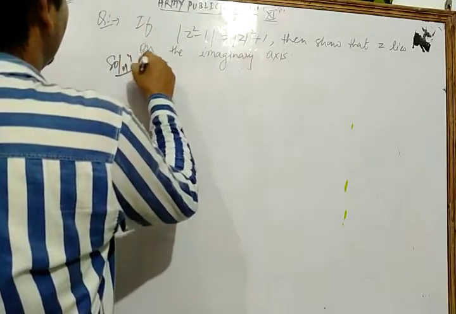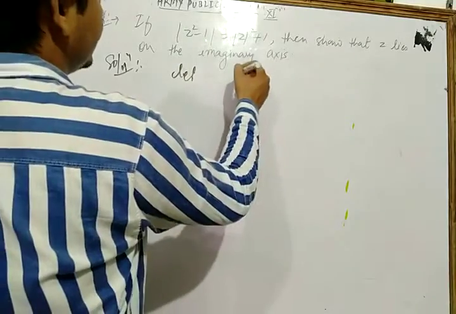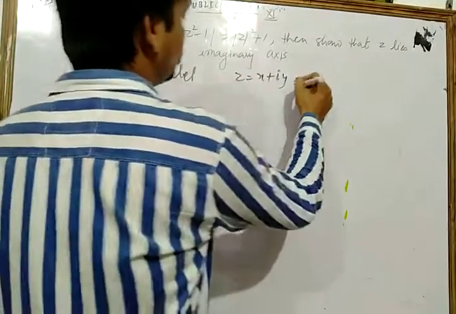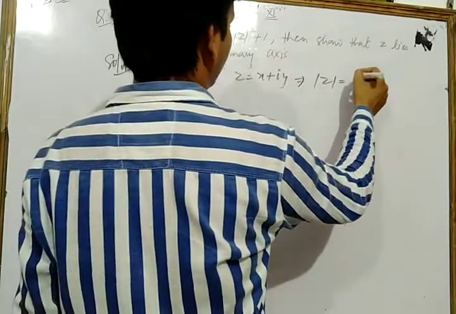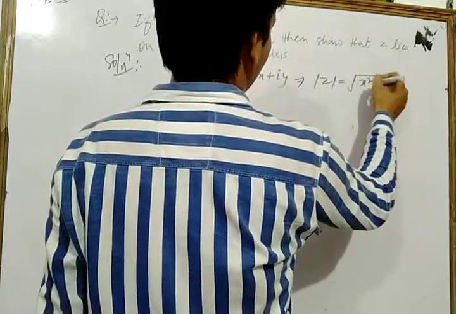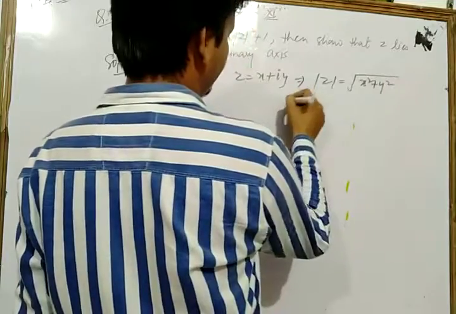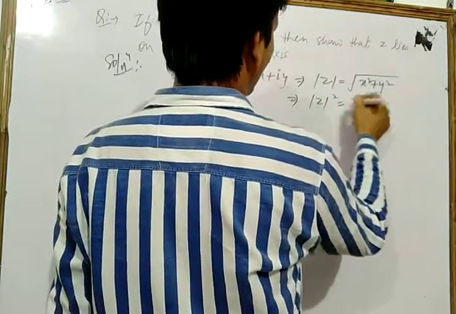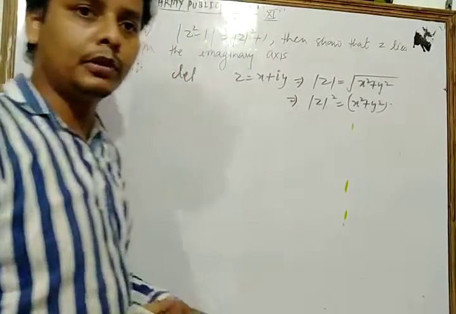Let's solve it. Let any complex number z be equal to x plus iy. Then you know that very well, mod of z is equal to what? Under root x square plus y square, and squaring both sides, mod z square is equal to x square plus y square. This is the concept behind that.